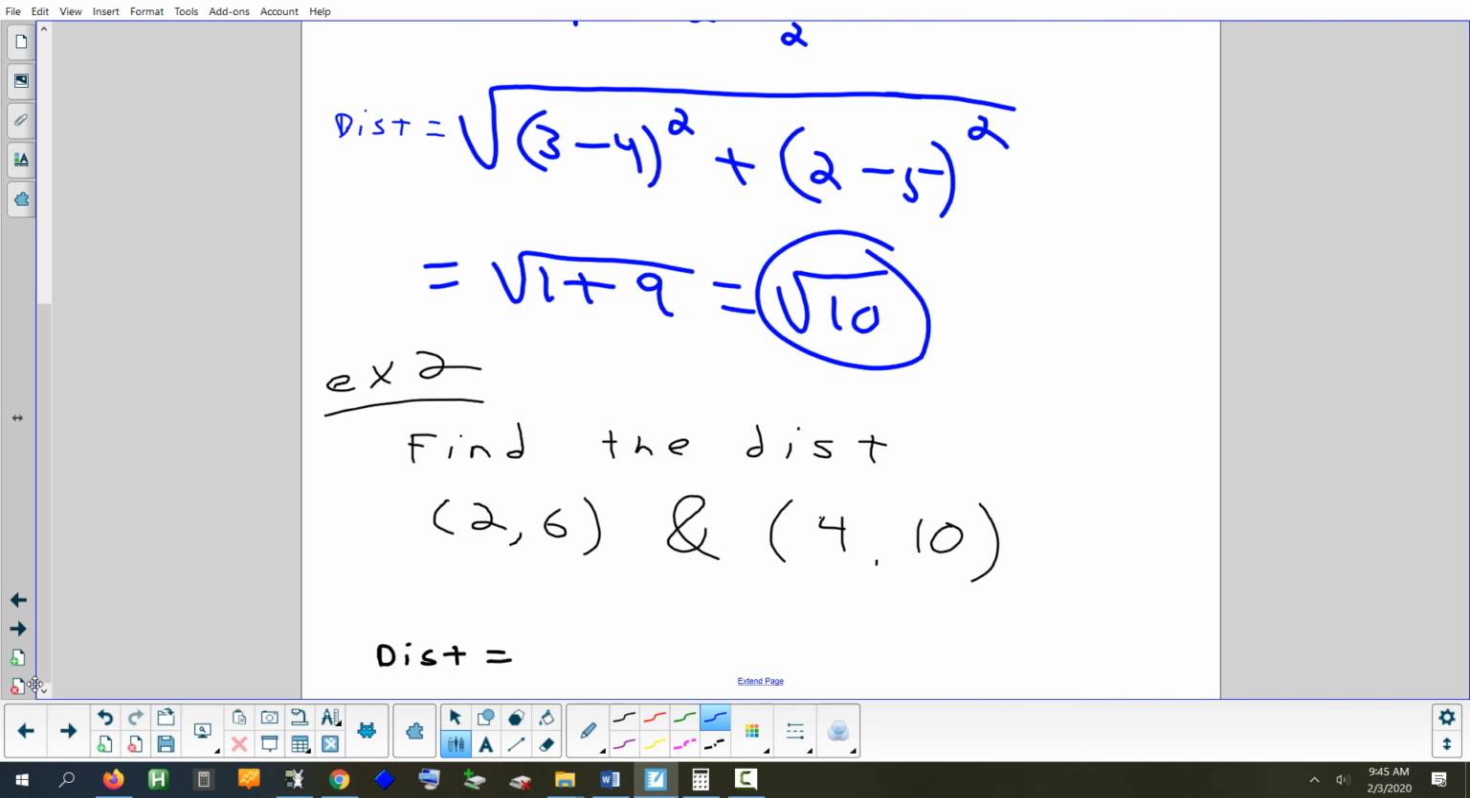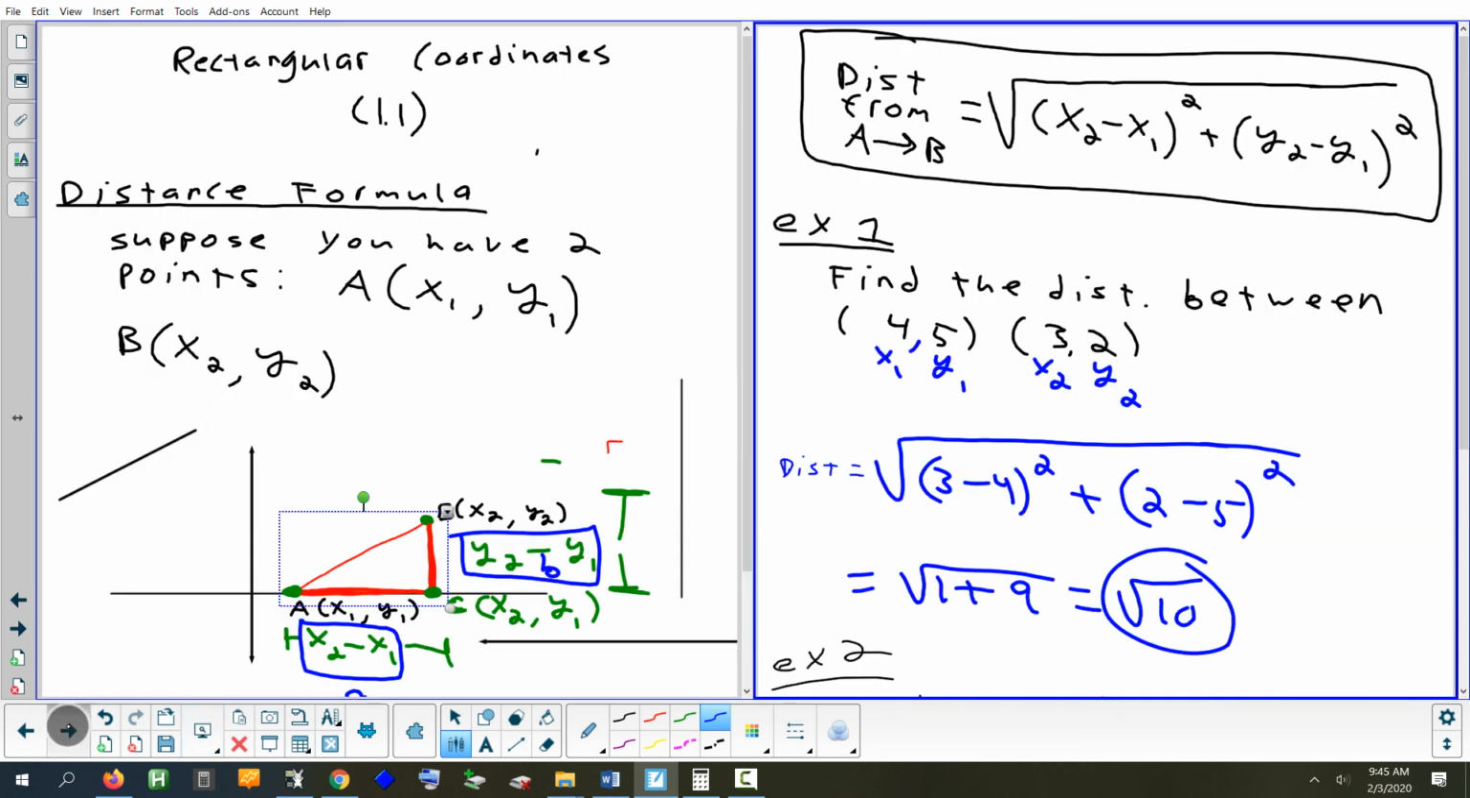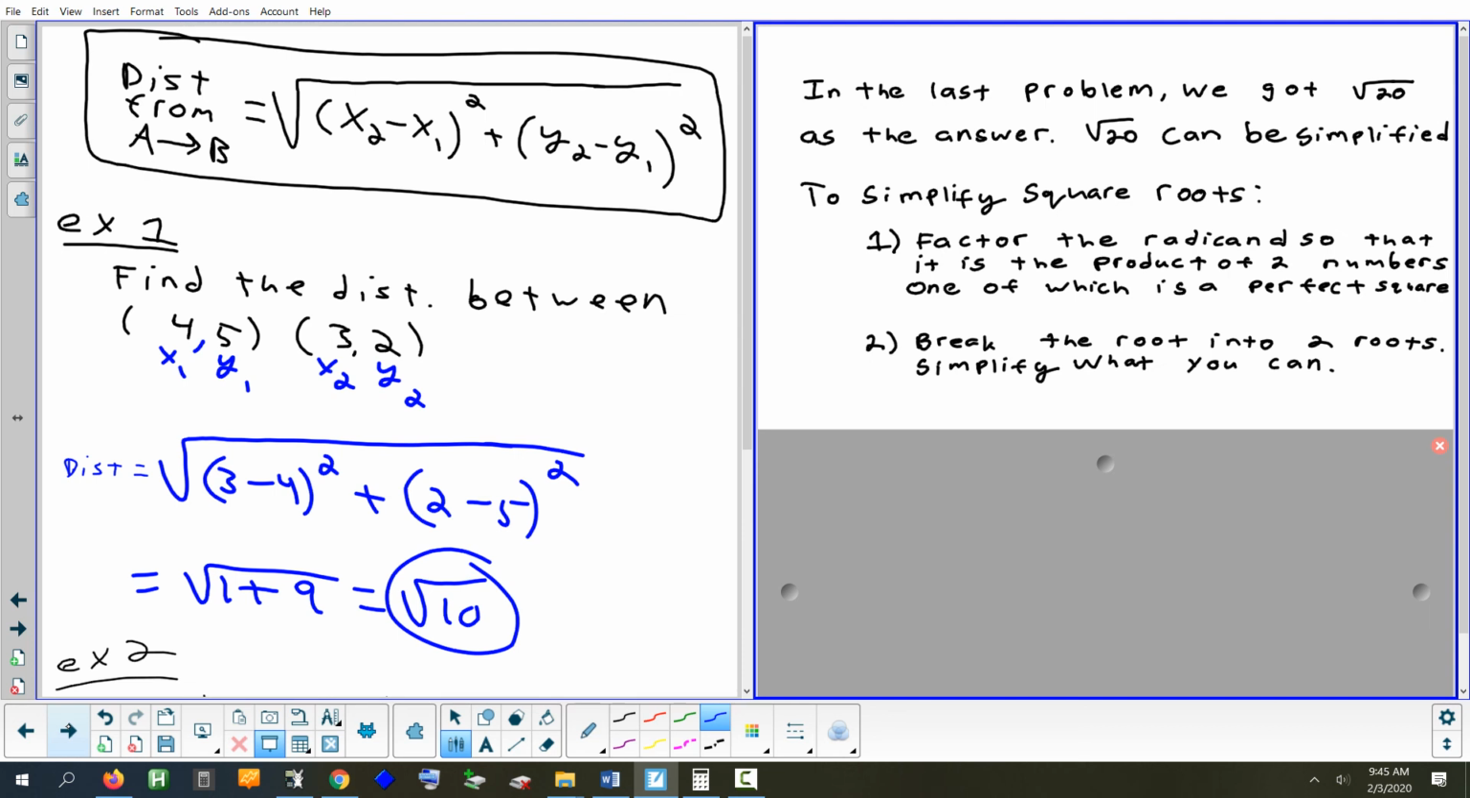I'm not going to go through the whole problem again because I just went through how to do a distance, but I will tell you that the distance comes out to square root of 20. If you end up doing it, you have 4 minus 2, which is 2. And when you square that, you get 4. 10 minus 6 gives you 4. And when you square that, you get 16. That's where the 20 comes from. But the problem here is square root of 20 is not simplified. And that's what I explained right here. So if you were to do that whole problem out, you would get square root of 20.